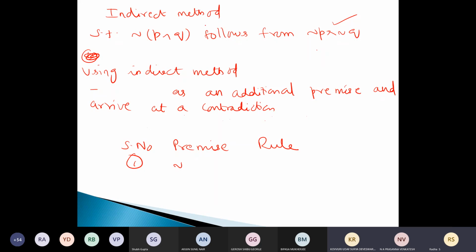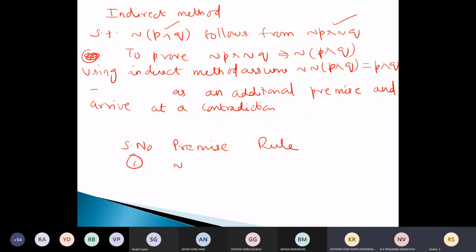So this is your given thing. This should be negated. So assume not of P and Q. So that is P and Q. So P and Q is your additional premise, right? Here what you have to prove? To prove not P and not Q implies not of P and Q. Now clear, right? So this should be taken as an additional premise.